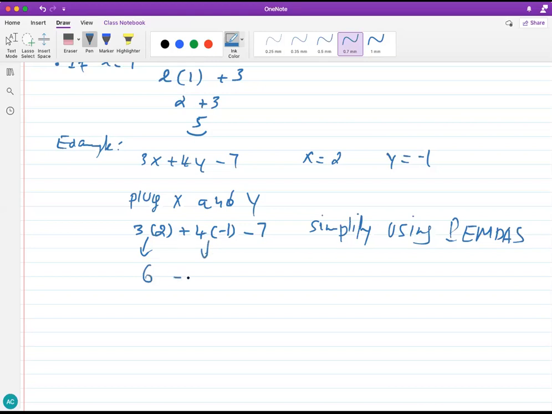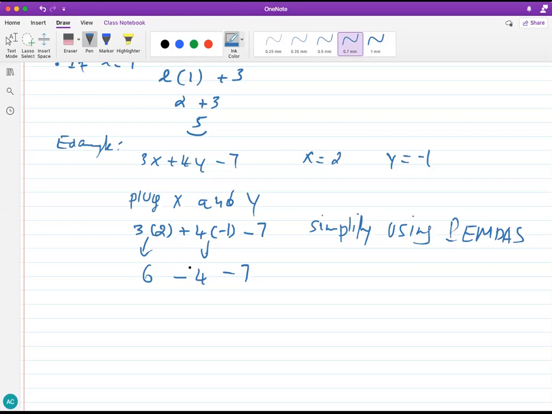Plus negative 4, minus 7. Wait, now it wouldn't be plus negative 4. It would be minus. It would be 6 minus 4. Plus negative 4 will turn into a negative. Or think of it as positive 4 multiplied by negative 1. Then when we have these, we evaluate them left to right.